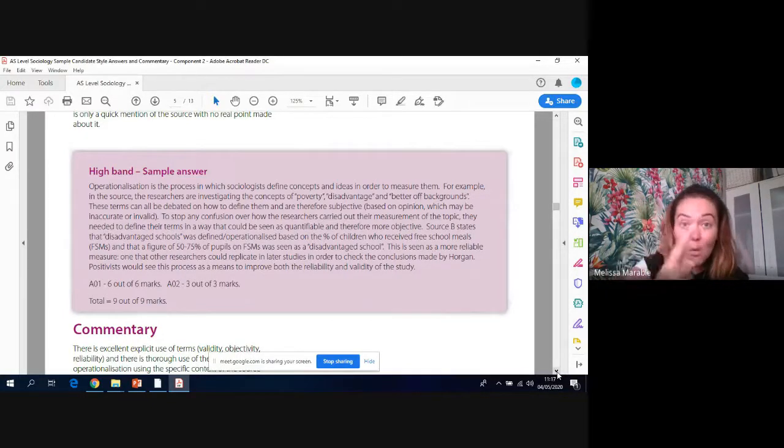That is their number one, their first positive thing. They've gone straight from the source and then they've explained what was positive about the operationalization of poverty. Yeah, and then they do it 2 more times. 9 out of 9. Capiche?